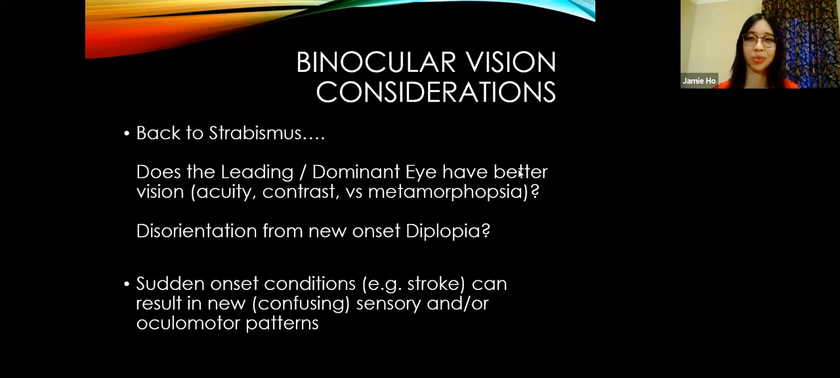Why are we looking at strabismus so much? One of the big things is, does the leading eye or the dominant eye have better vision? And that's really hard to define. I'm not saying vision meaning just acuity. If we have an eye that's 20/100 and the other eye's 20/40, does that mean the brain is going to favor the 20/40 eye? I would say it depends. It depends on what else is going on. It depends on contrast. You might have worse contrast in one eye compared to the other.